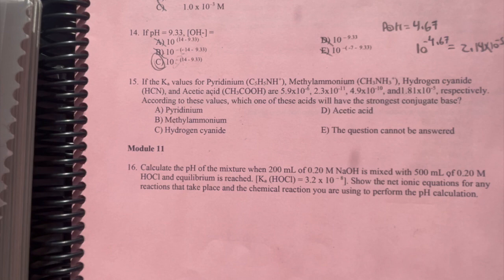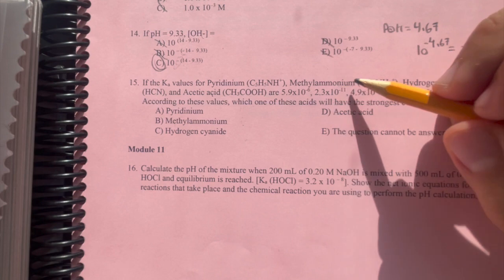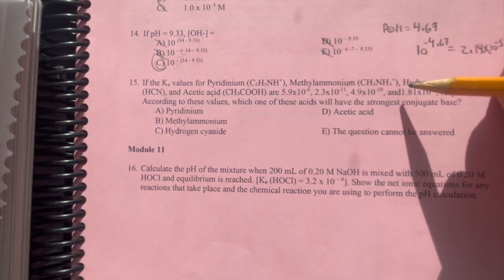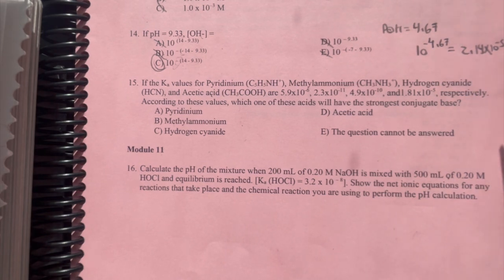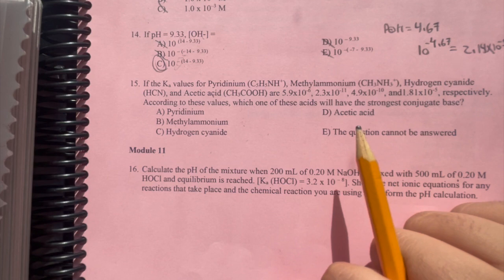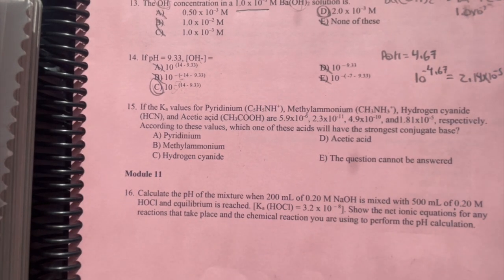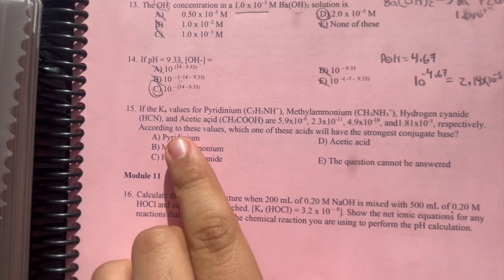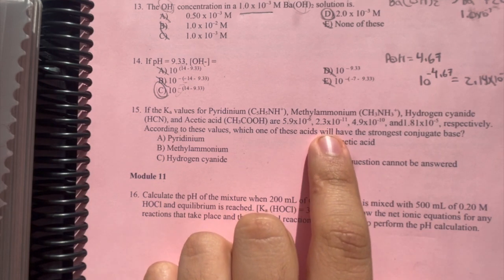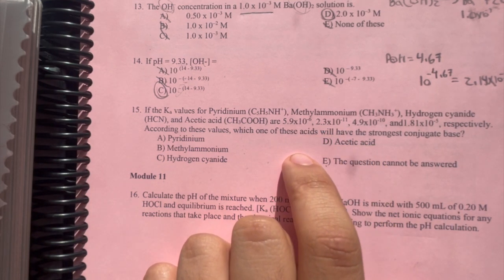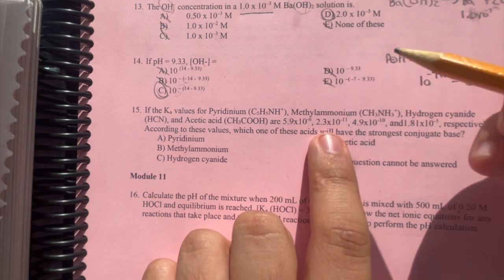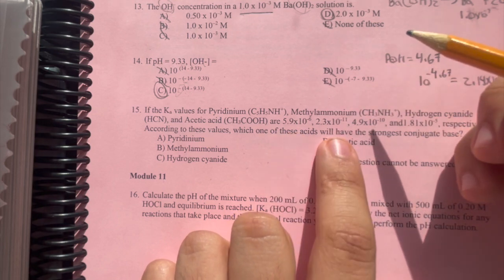15 says if the Ka values of pyridinium, methyl ammonium, hydrogen cyanide, and acetic acid are 5.9 times 10 to the negative 6, 2.3 times 10 to the negative 11, 4.9 times 10 to the negative 10, and 1.81 times 10 to the negative 5 respectively, according to these values, which one of these acids would have the strongest conjugate base? So like I said before, a strong base or acid will produce a weak conjugate of itself, right? So we have to look at these Ka values. These Ka values will tell us how strong or weak they are. So the lower they are, the weaker the acid or the base.